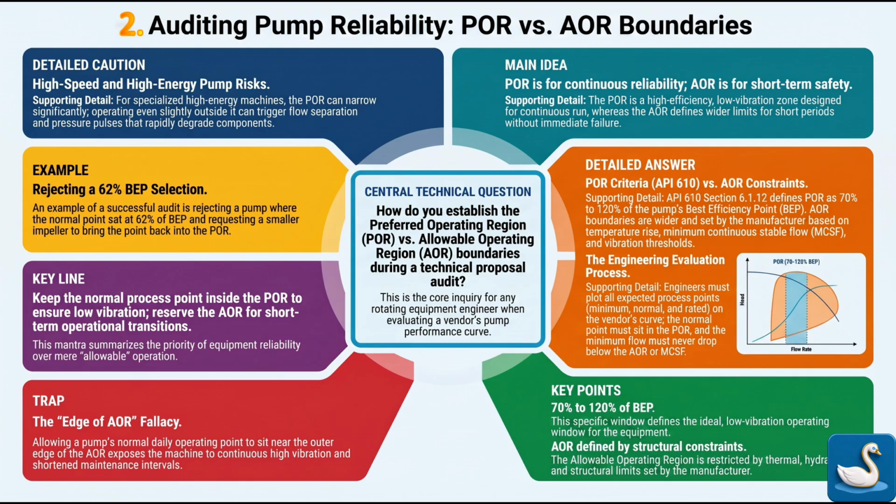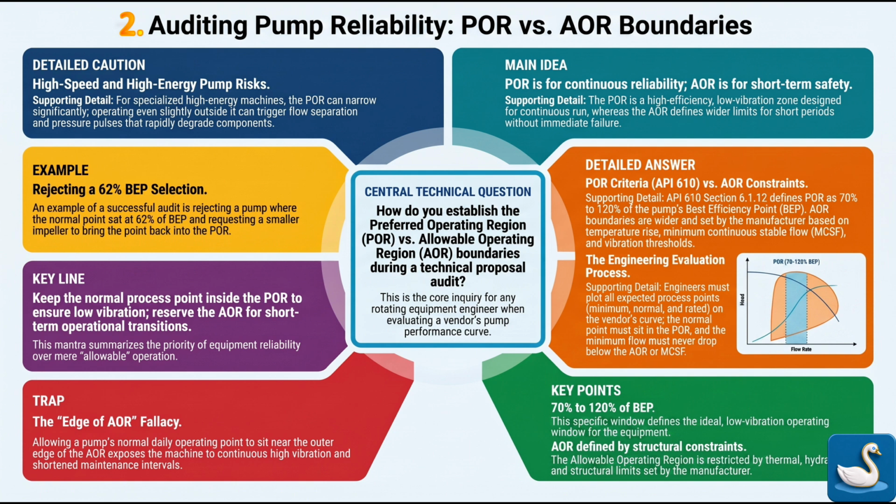And the mechanical loads? It ensures that the radial and axial mechanical loads thrusting against the bearings and mechanical seals are kept to an absolute minimum. It is the ideal, high-efficiency operating window. To use another analogy, operating in the POR is like riding a bicycle in the absolute perfect gear on a flat road. Yeah. The pedal strokes match the mechanical resistance perfectly.